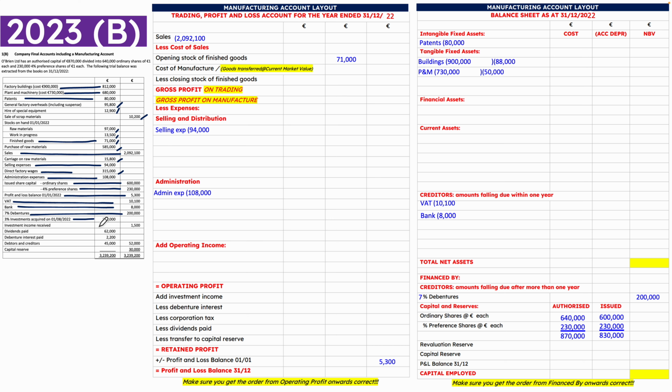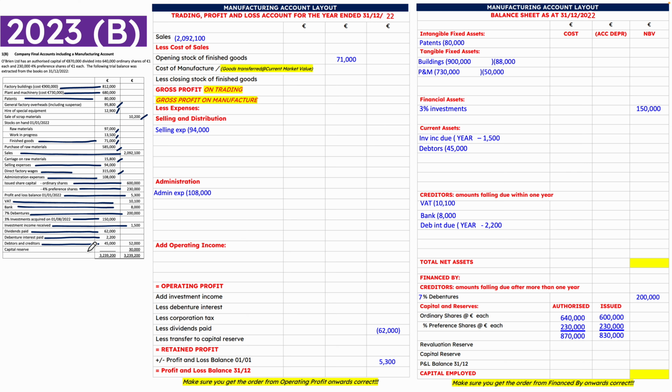3% investments, we're putting that into financial assets in the balance sheet. Investment income received is going to tell me how much investment income I will have due at the end of the year. So that's what I've received. It's not what is due to come to us for the year. So there will be investment income due in every single question. Dividends paid, bottom of the TPL. Debenture interest paid, 2,200. That is going to be debenture interest due, whatever it is for the year, minus 2,200.